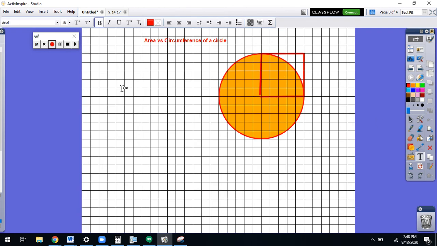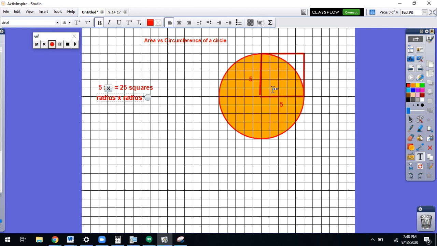So we get that by doing 5 times 5, because this was 5 and this was 5. And this is going to give me 25 squares. That's how much it takes to cover the radius square there. So basically what I did there was radius times radius. That's all I did. And that would be the radius square right there.